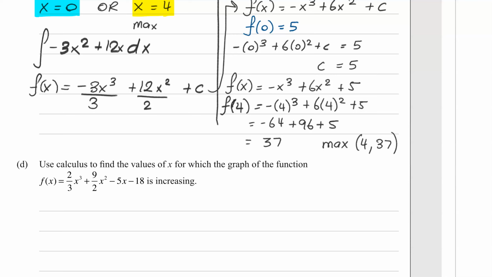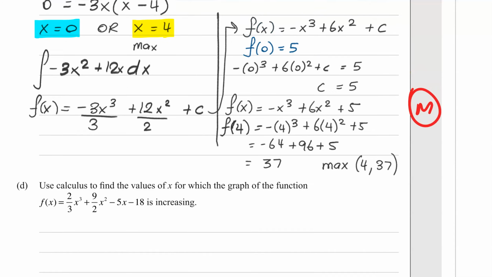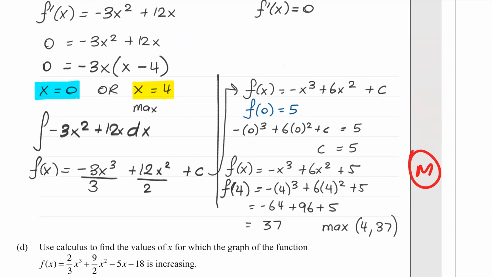Now this again was a merit question. Cool. It is a bit of a process, but it's always good to show all your working. Alright? Cool. Moving on to the next question.